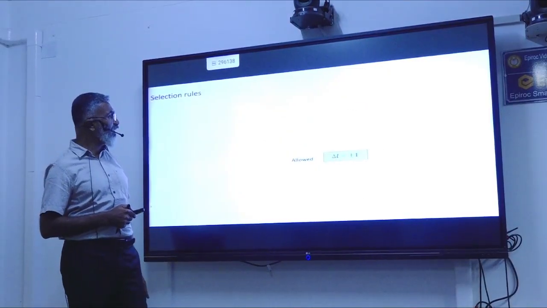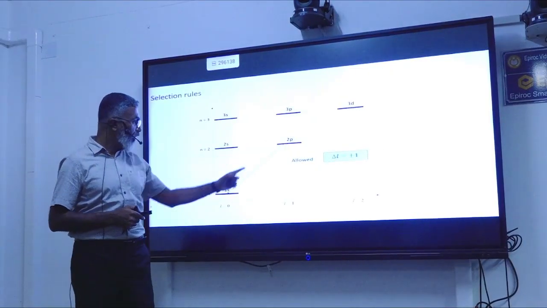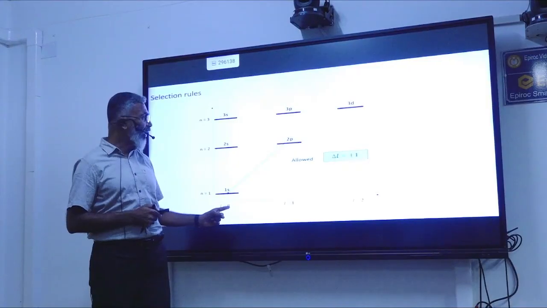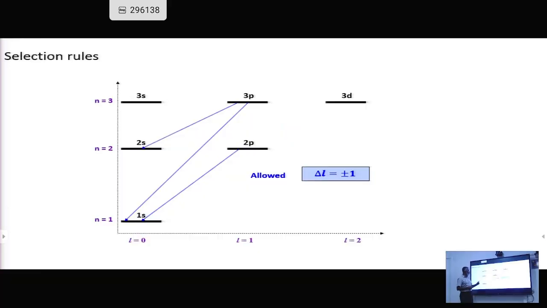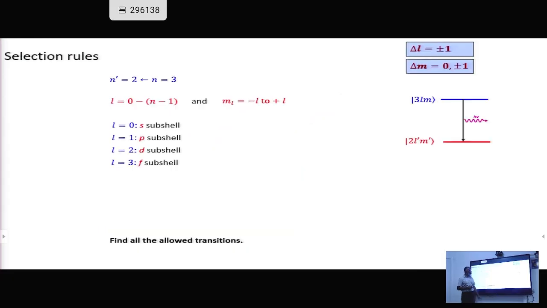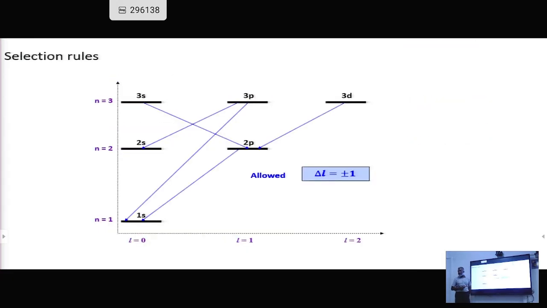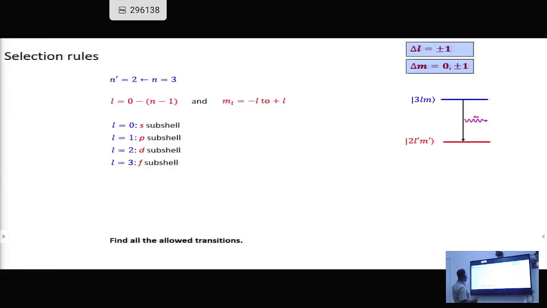Now, what are the allowed ones? This is allowed because 1 minus 0 is 1. 1 minus 0 is 1. 1 minus 0 is 1. And 0 to 1 is allowed because it's minus 1. And P is allowed because it's up. Okay. So these are the allowed transitions. And of course, this is a very arbitrary diagram, right? These are the allowed ones.